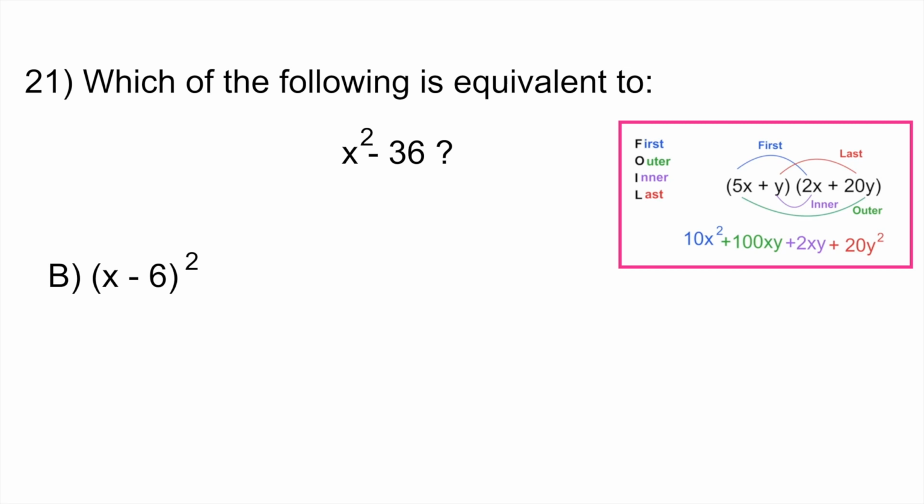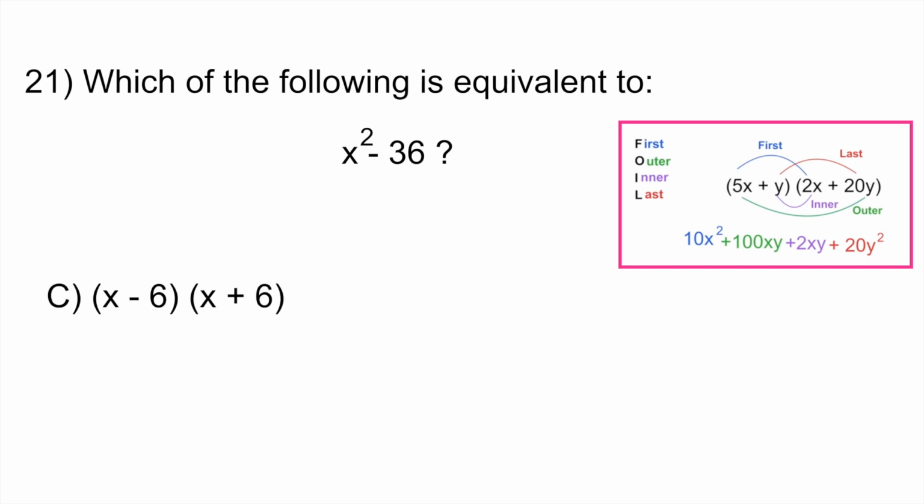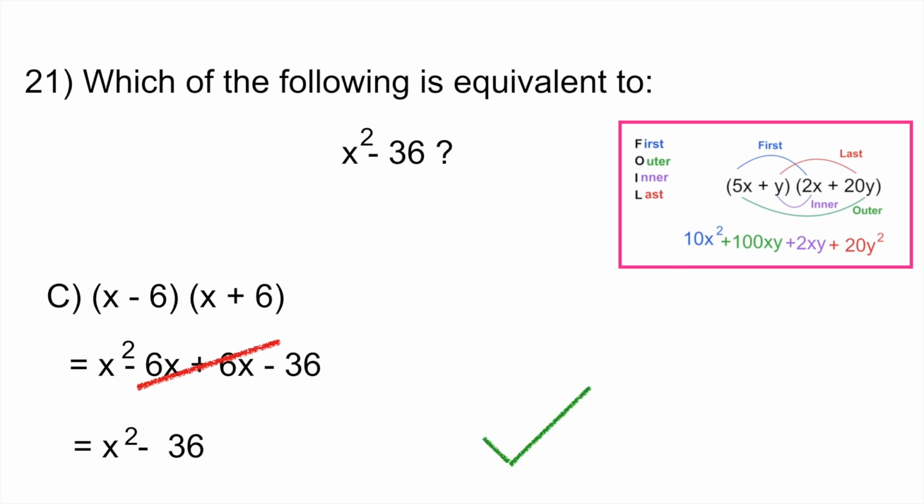The second one, it's the same thing, but instead of having minus 36, you have minus 6. So you would break it down like that. And that gives you that expression, which is also not correct. Okay, option C. If you multiply this out using the FOIL method there on the right, this gives you that. So you have minus 6x plus 6x in the middle, which cancel out. And then that gives you x to the power of 2 minus 36. Okay, so that is the correct option.